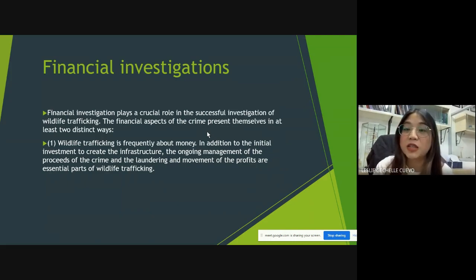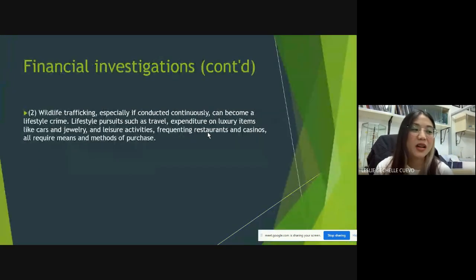The financial aspects of the crime present themselves in at least two distinct ways. Wildlife trafficking is frequently about money, syempre. In addition to the initial investment to create the infrastructure, the ongoing management of the proceeds of the crime and the laundering and movement of the profits are essential parts of wildlife trafficking. Kailangan talagang malinis muna yung pera. Kasi nga galing sa illegal eh.